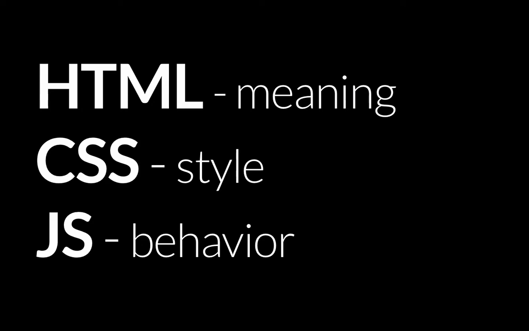Okay, so to recap, HTML gives meaning to our content. CSS gives style to our content. And JavaScript is the behavior. It's how our content behaves, animates, moves around the page. We use all three of these languages at the same time, as you've seen. And these are the three front-end languages. There's only ever going to be three.